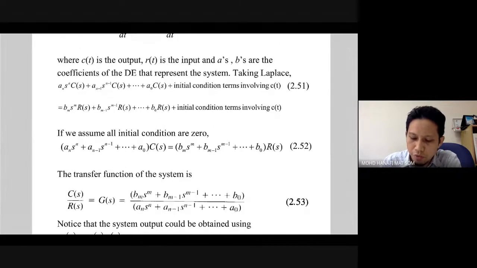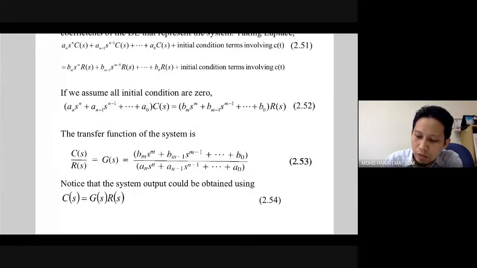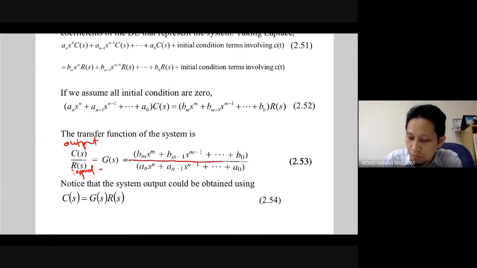So if we assume all initial conditions are 0, we can have equation 2.52 here. Okay, so the transfer function of the system is, we can say, this output over input, G(s), equals to these terms. So the system output can be obtained using C(s) equals G(s) R(s).